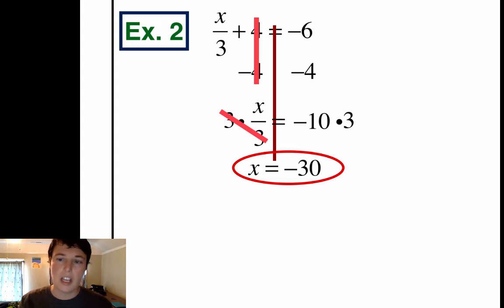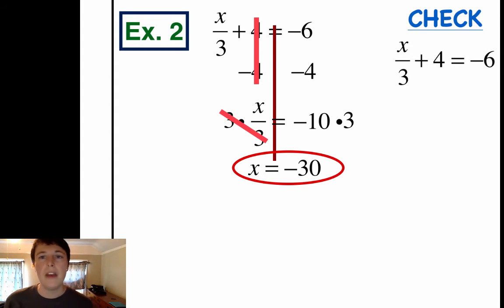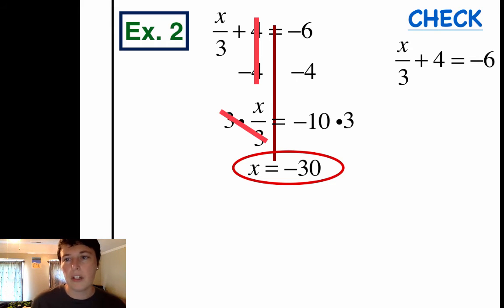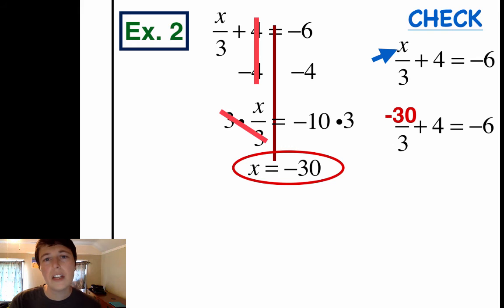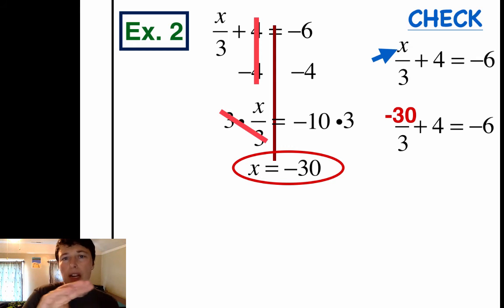But again, we want to check it. So we go off to the side, we write the word check, and we copy the problem. X over 3 plus 4 equals negative 6. Then we take our answer and we replace the x. So we think our answer is negative 30, so we're going to put a negative 30 there. So instead of x over 3, we're going to have negative 30 over 3 plus 4 equals negative 6. Basically rewriting the whole problem with our answer in there.